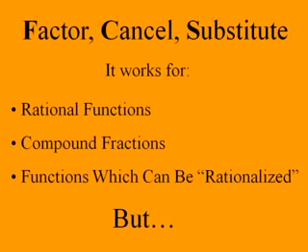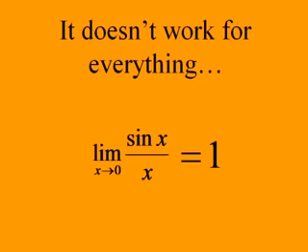The factor cancel substitute method works for rational functions, compound fractions, and functions which can be rationalized. Such functions involve square roots. But the F.C.S. method does not work for everything. For example, consider the limit as x approaches 0 of sin x divided by x. Later, we will show that this limit is 1. However, we cannot factor an x out of sin x and perform the necessary cancellation. So, there must be some other techniques of evaluating limits.